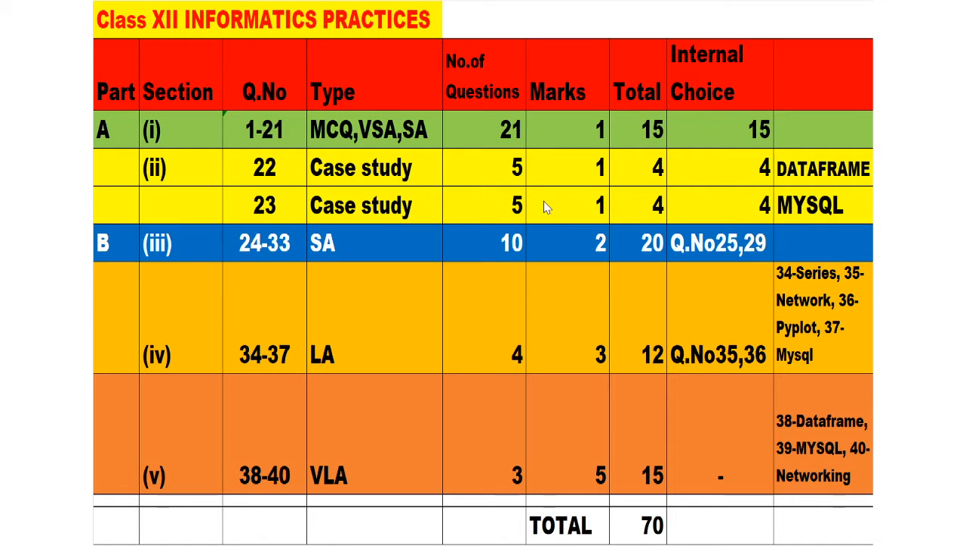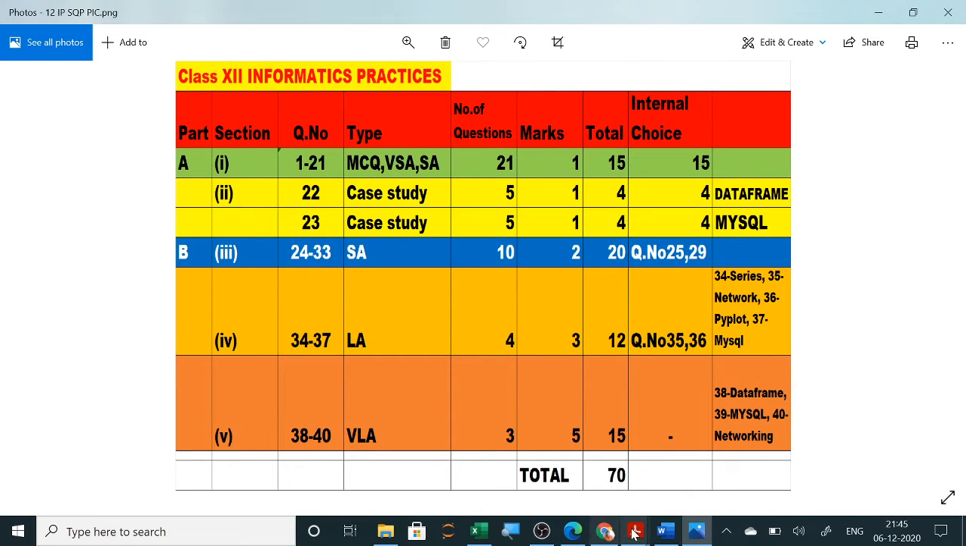In the board exam, you all know that the pattern has been changed. 2 parts and 5 sections will be there. So today we are solving part B section 3. Total 20 marks, that is 10 questions of 2 marks each, and there will be a choice in any of the 2 questions. Now let us see which questions will be asked.